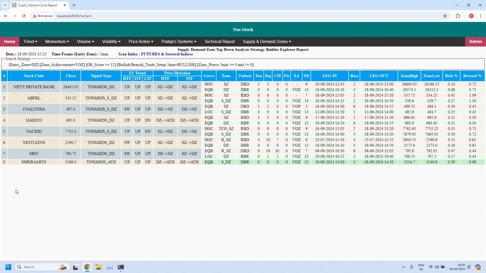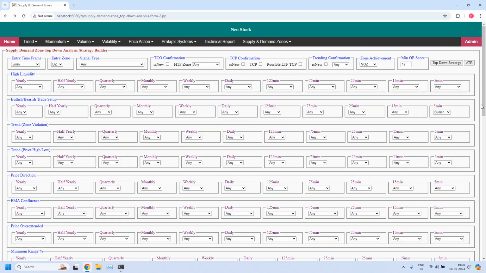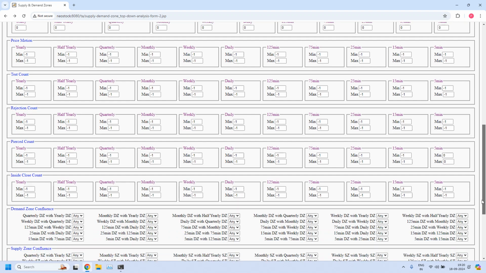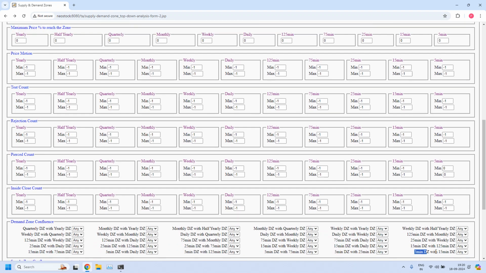Now let's look for high probability setup out of these 8. How many are having a LTF and ITF demand zone confluence? That means the 5 minutes demand zone should be part of the 15 minutes demand zone. So in the demand zone confluence, let's enable the filter: 5 minutes demand zone with 15 minutes demand zone I am enabling.